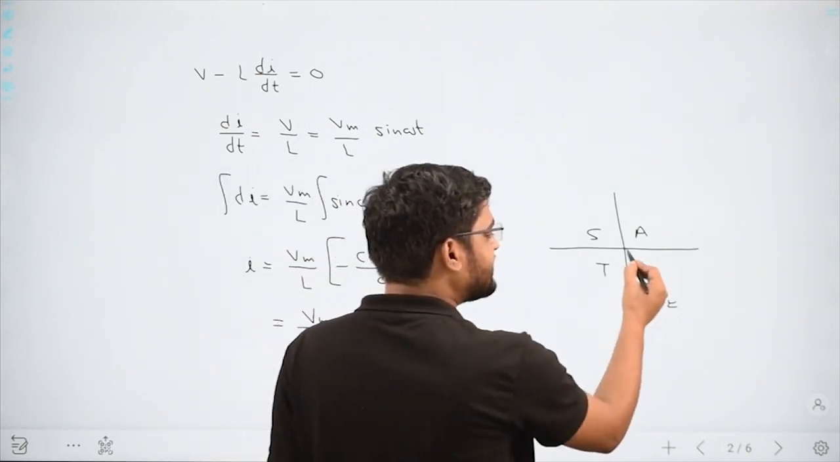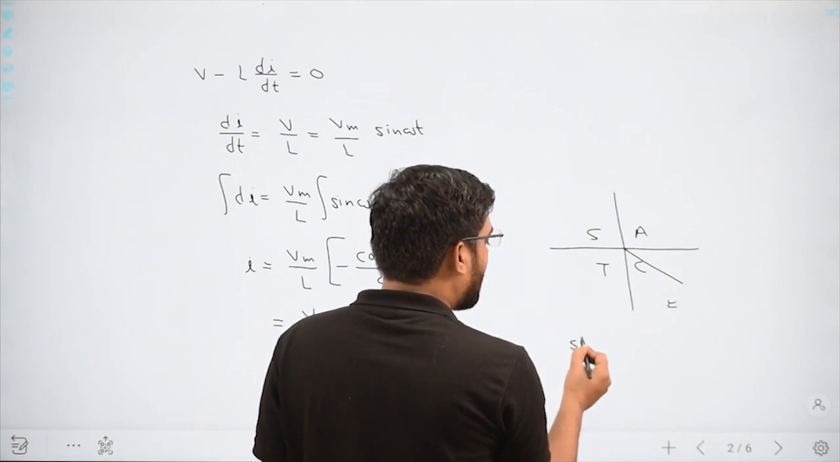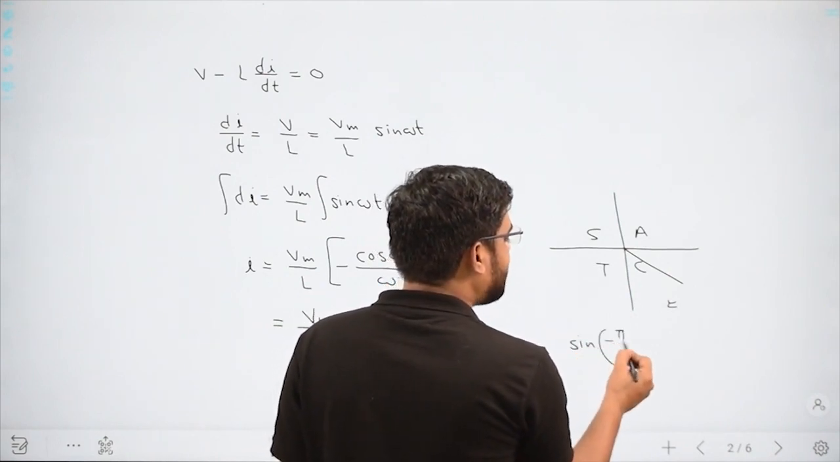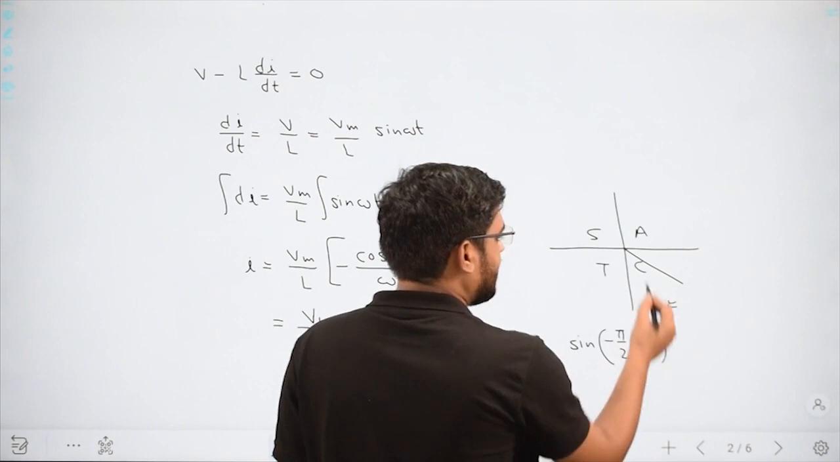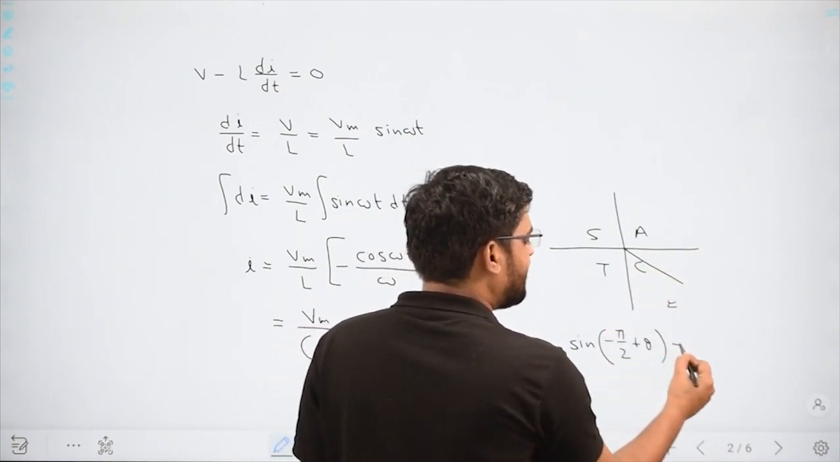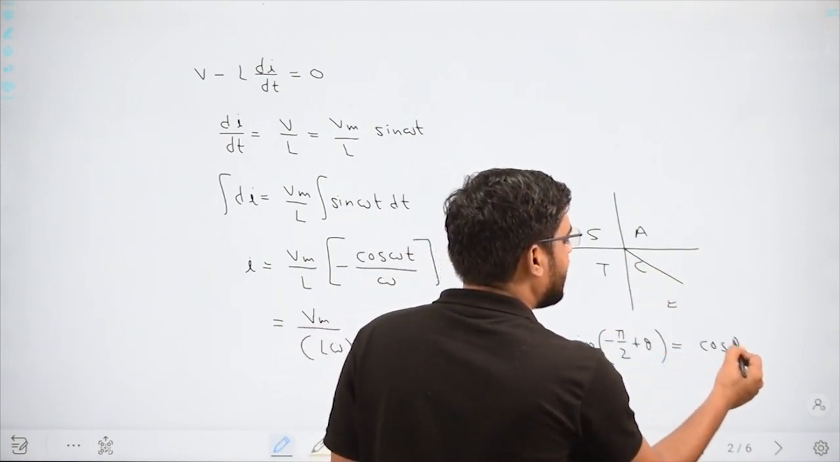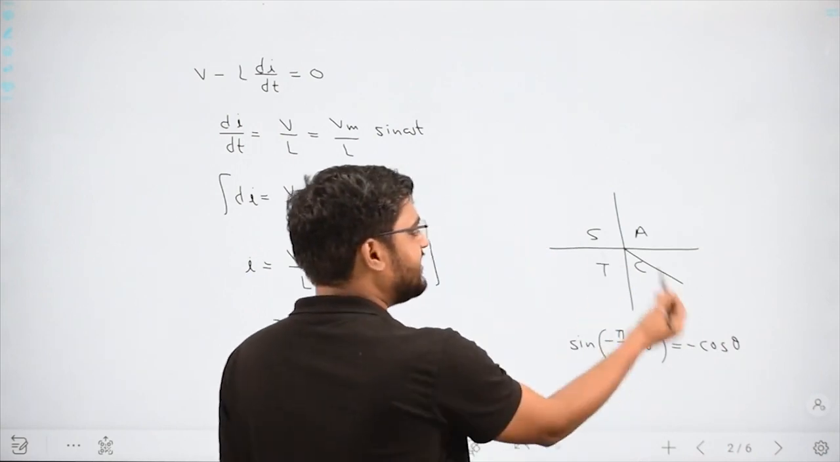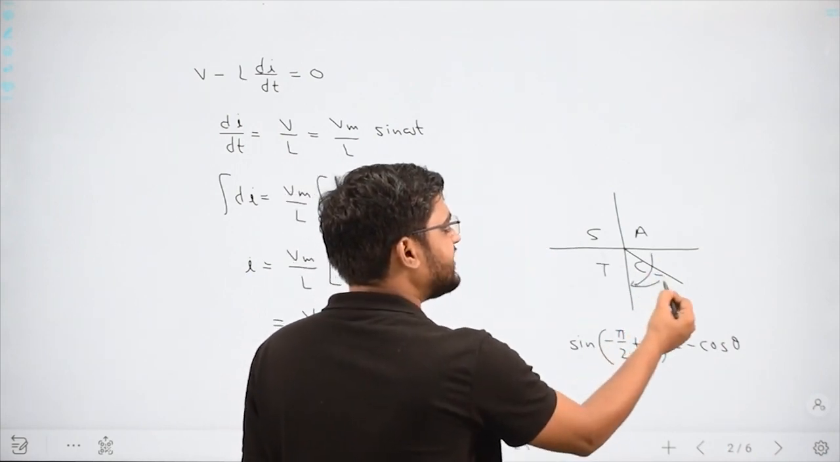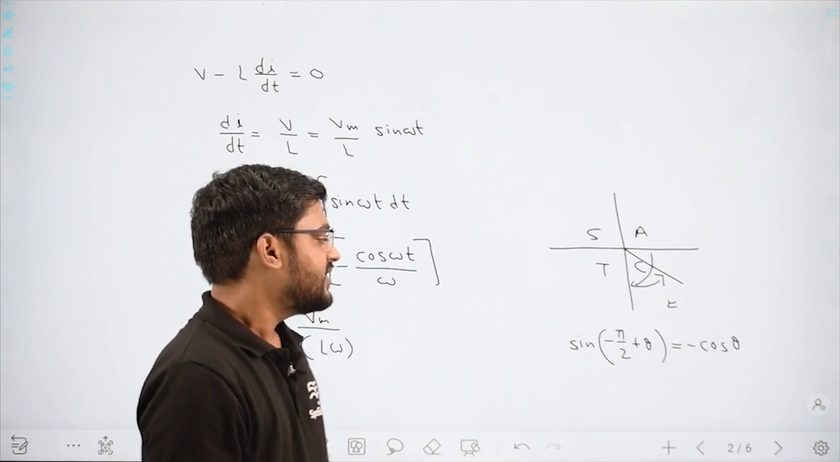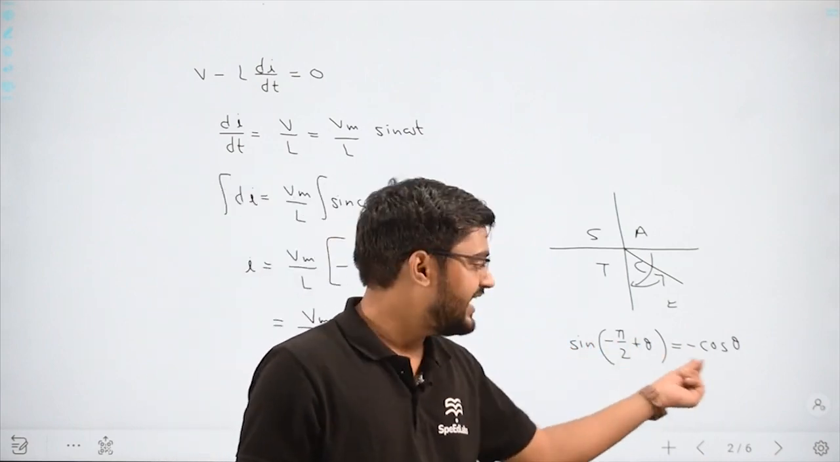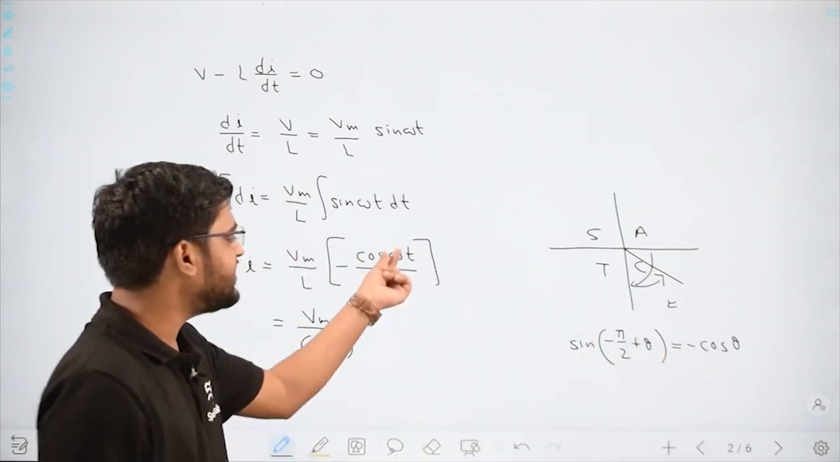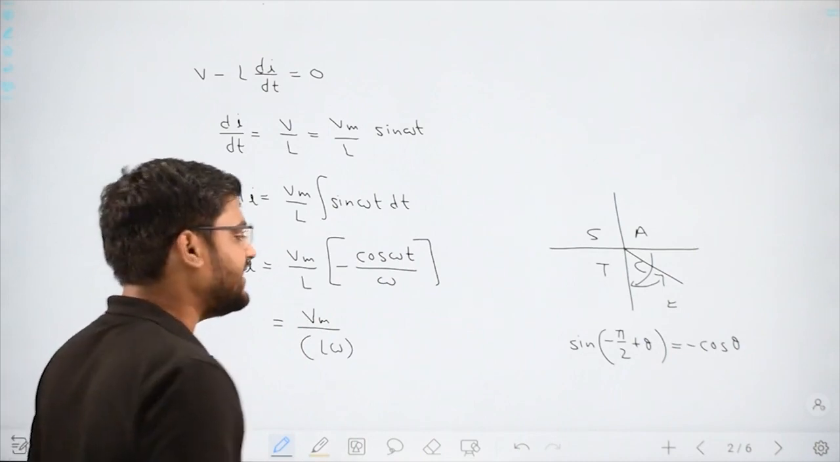So, I am writing in this quadrant that sine of minus pi by 2 plus theta will become cos theta, and negative, because sine in this quadrant, minus pi by 2 plus theta, is negative. So it is negative cos theta, and I just need to replace my theta with omega t. I'll get my answer.